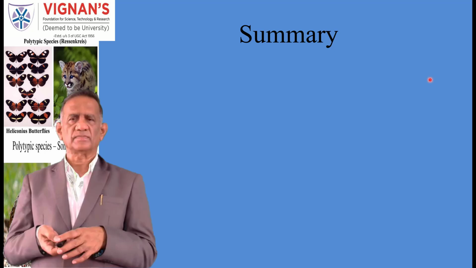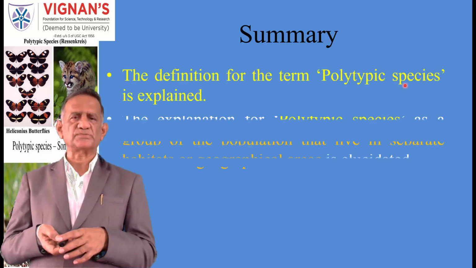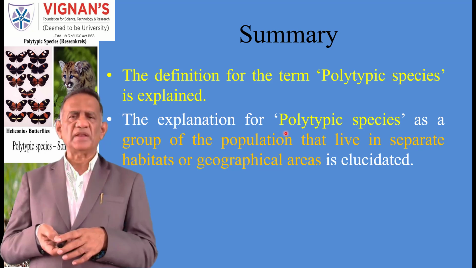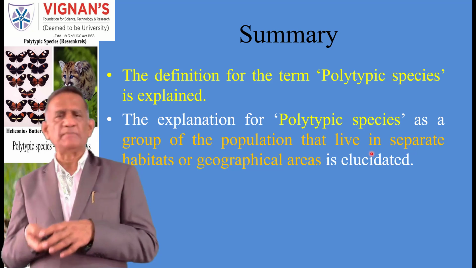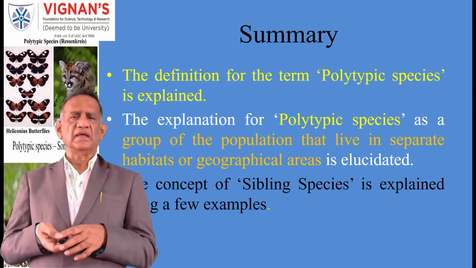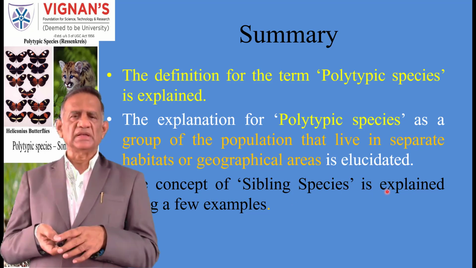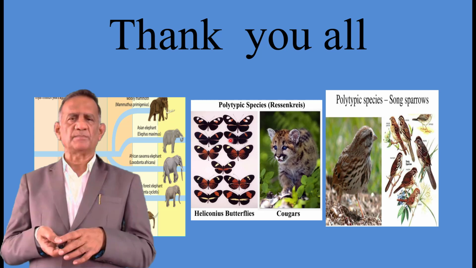So, summary. The definition for the term polytypic species is explained. The explanation for polytypic species as a group of populations that live in separate habitats or geographical areas is elucidated. The concept of sibling species is explained using a few examples. What is meant by polytypic species? Describe polytypic species with a few examples.